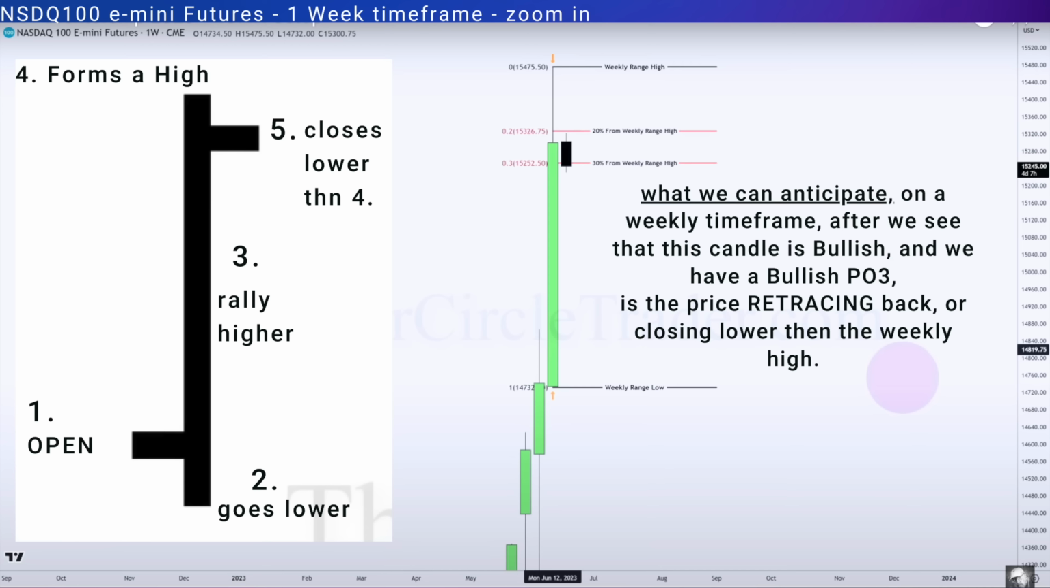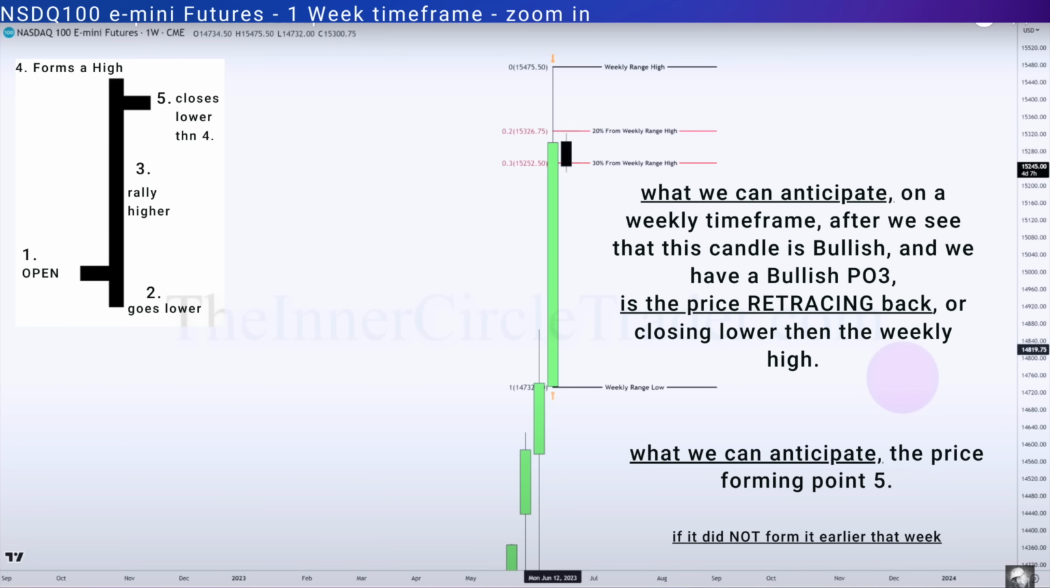and so what we can anticipate is that the price is going to come from number 4 to number 5, and we can anticipate it with a high degree of certainty, which is something that we like to do as ICT traders, and to take those trades where we know we're going to be making a lot of profit. I want to repeat it again. We can anticipate the price forming point number 5 if it did not form it earlier that week.